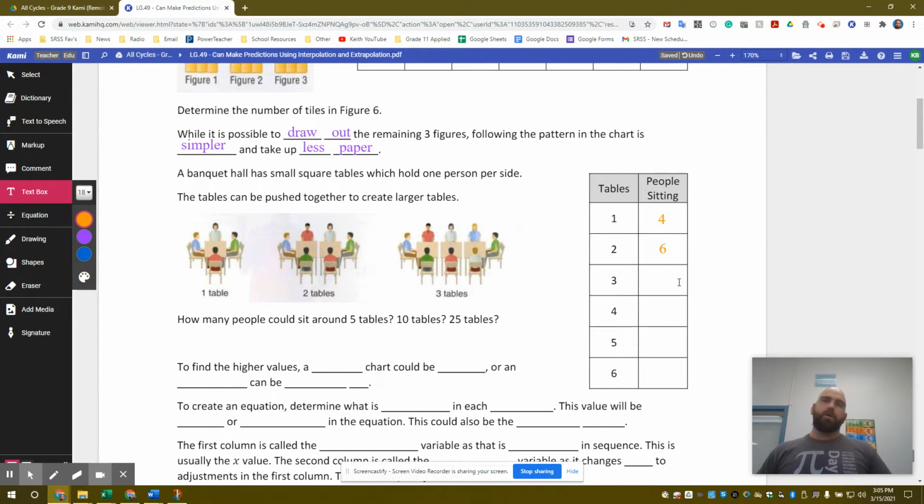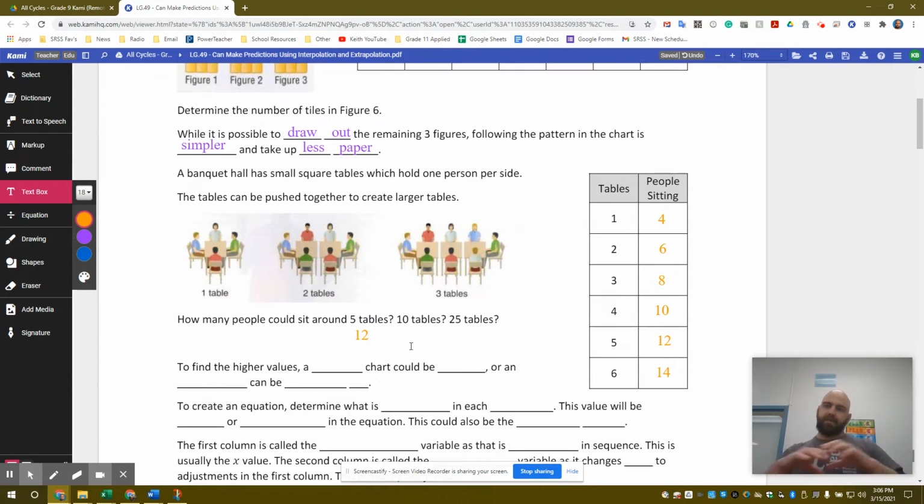In the third one, we're going to have 8 people at that table, and you'll notice that we're continuing to go up by 2s. So how many people could we sit around 5 tables? Well, let's continue this pattern here. If we're always going up by 2s, this will be 10. Then 5 will be 12. And we could still do 6, and that's going to be 14. Okay, so we can keep on going up. We can see that 5 tables is 12 people.